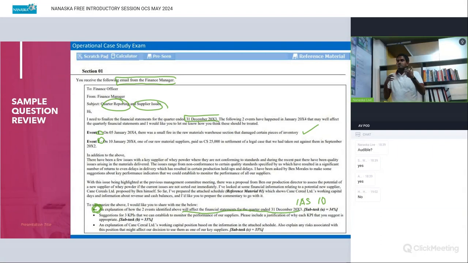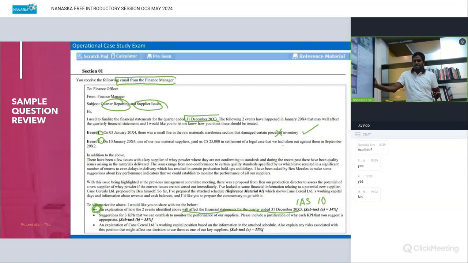Yes, there is no evidence, so I will not adjust this. Fire, no evidence. 31st December is your reporting date. Next. So for the first event, you will say event one, and you quote the standard: IAS 10, there is no evidence of existence at the reporting date, therefore we will not adjust for the fire. Event 2.